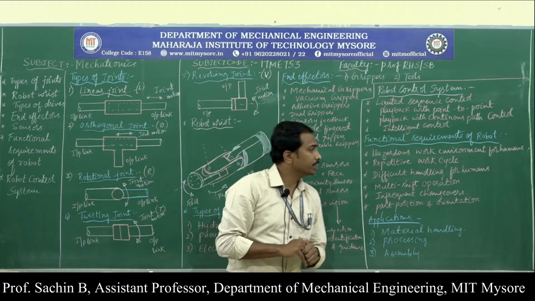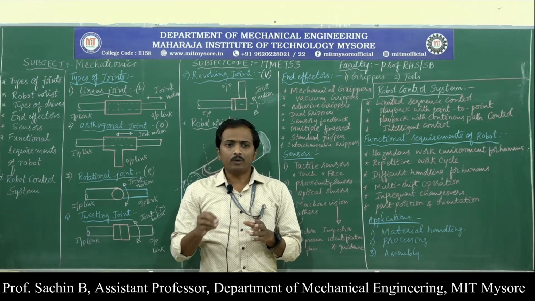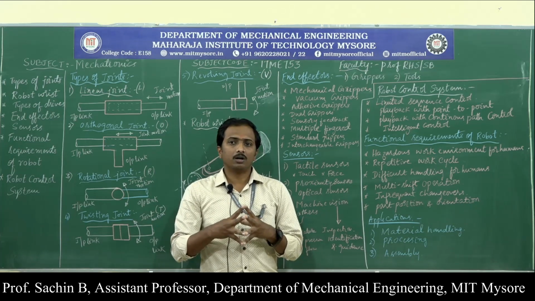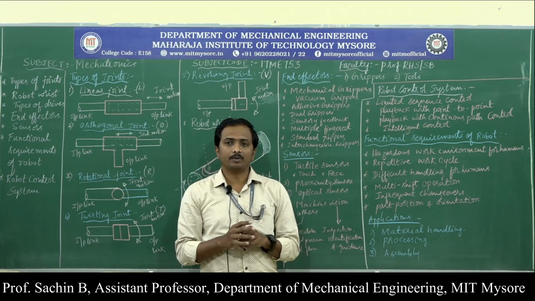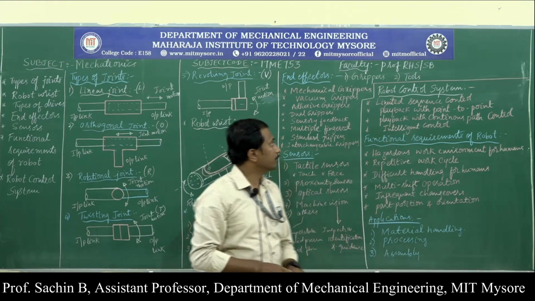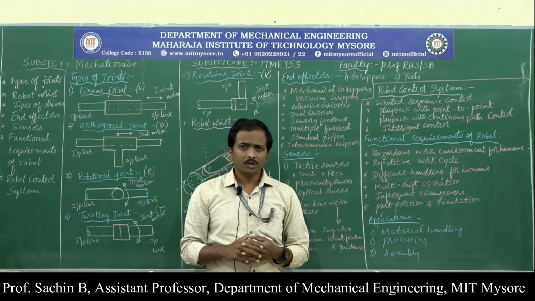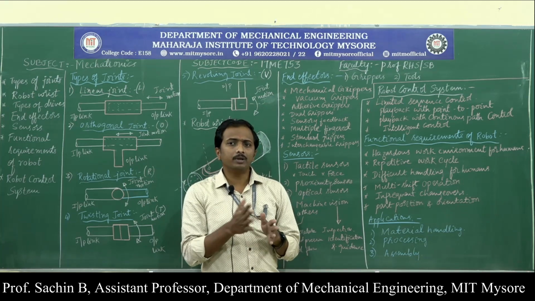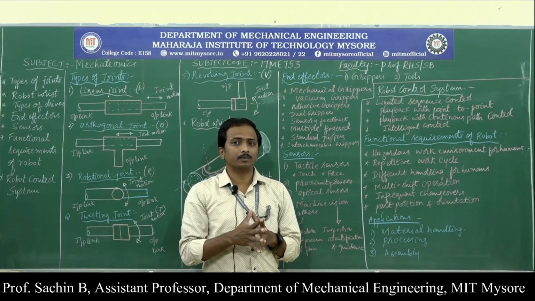The next one is intelligent control. In intelligent control, the robot is going to act like a human being. While doing the operations, it will take some decisions to do multiple tasks or multiple operations at a time. These are the things about the robot control system. Next is the functional requirements of a robot, meaning what functional requirements are necessary to introduce a robot to any of the industries or any of the applications.